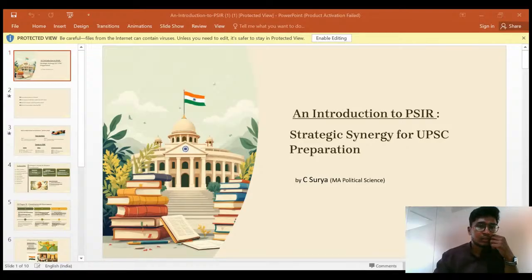The next step is to study by combining GS paper and PSIR. You need not have a separate study for GS and PSIR. Wherever the syllabus overlaps, you can learn that at one single point of time, and then you can focus and give time for other aspects, for example, essay preparation and prelims preparation. So this is how it overlaps. It saves a lot of time for you.